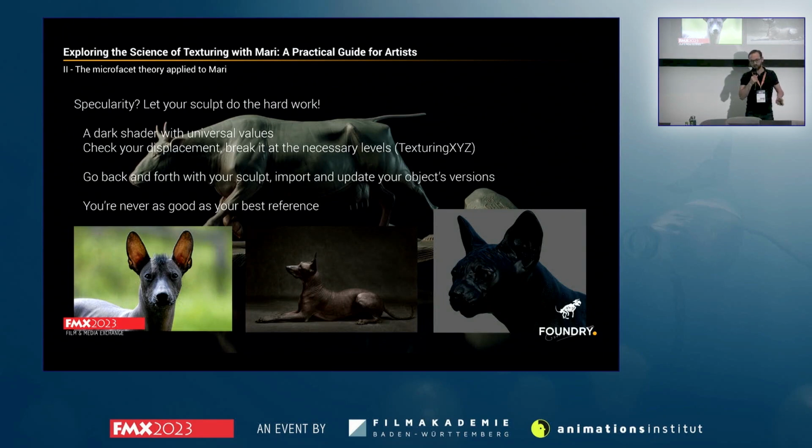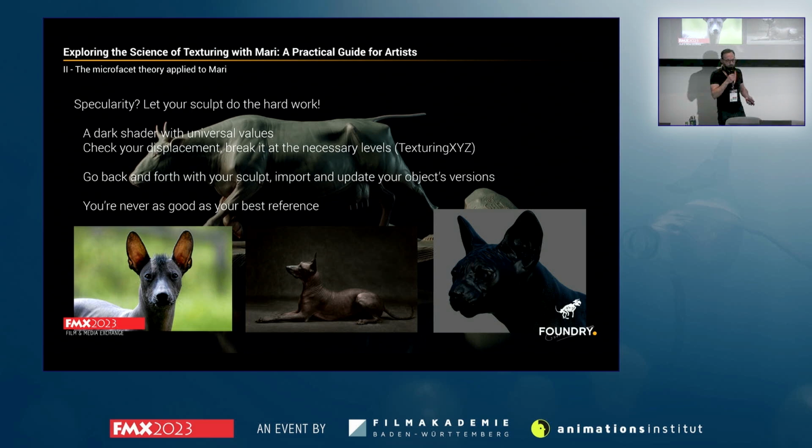So what about specularity now? What you want to do with specularity is making sure that you let your sculpt do the hard work. So as we spoke before, you want to sculpt your primary details. Then you want to sculpt your medium details, your medium shapes, and then your small details.